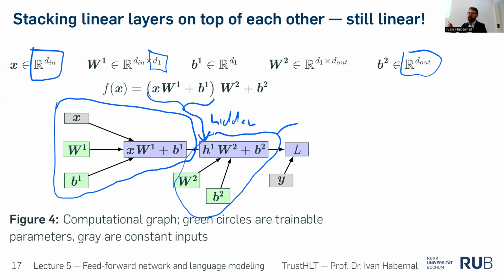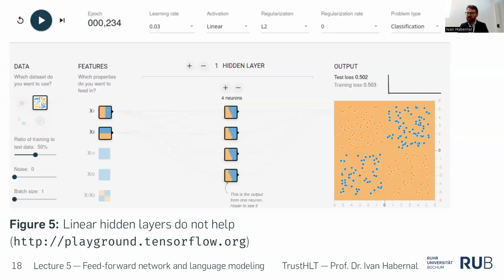So the question is, if you do two linear transformations, will it solve our problem or not? The transformation is W1, then W2 plus the biases. If you do the algebra on that, you will end up with something which is still linear. Two linear transformations composed are still a linear transformation. So stacking these two things together will not solve anything. It's still linear.